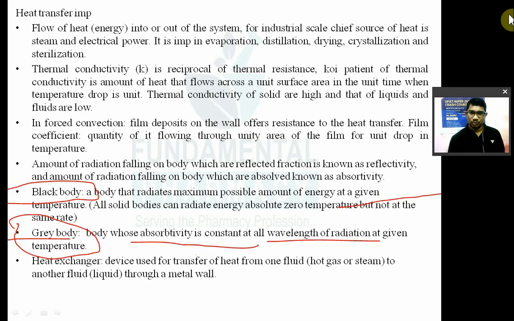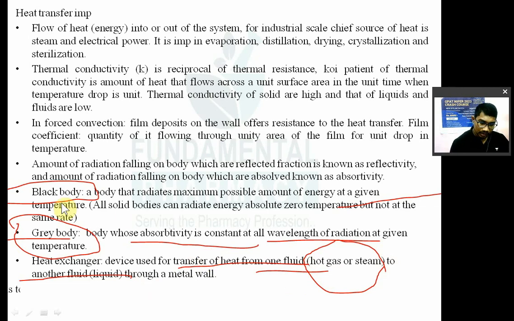fluid to another fluid. For example, you have to operate on a slurry, the pancreatic extract that you have extracted, and you have to concentrate it. You have to make a concentrated slurry of your pancreatic extract, so you have to apply the heat. If you apply direct heat, your product will be lost and become useless, so you have to apply heat in the form of steam, in the form of fluid. So the device used to transfer the heat from one fluid to another fluid through a metal wall is known as a heat exchanger.